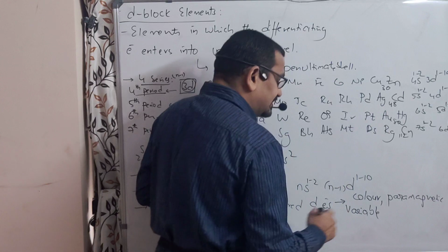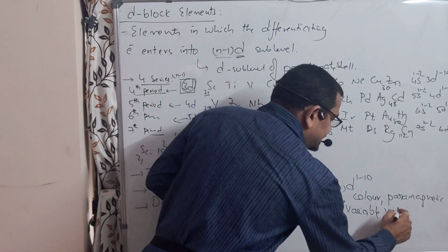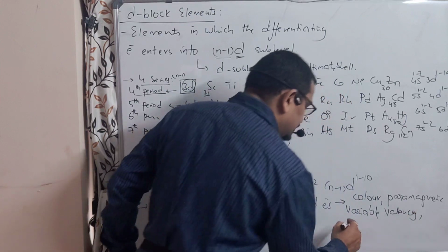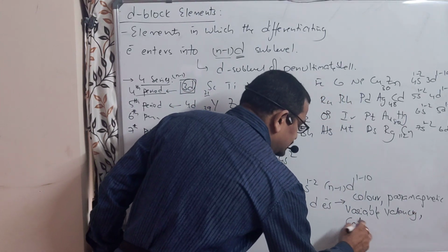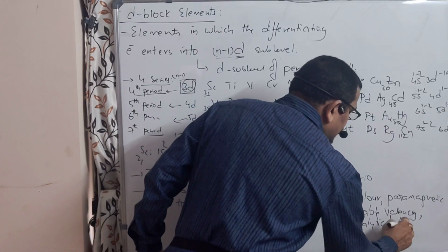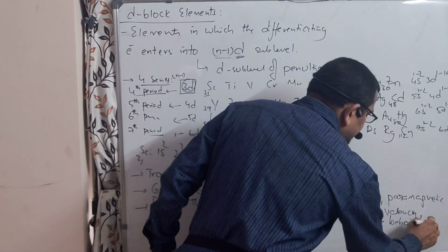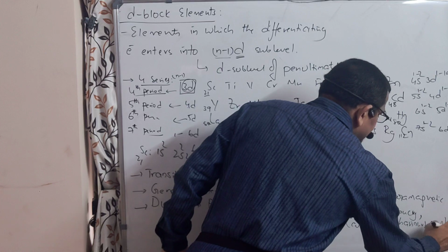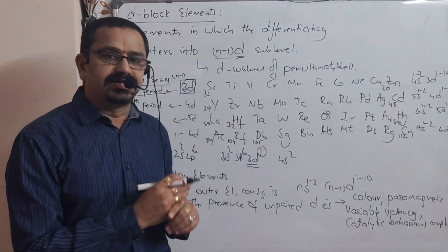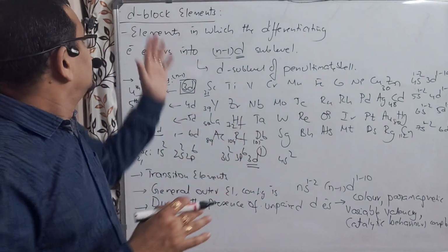Color, paramagnetic behavior, variable valency or variable oxidation state. Of course, meaning wise they are different. And catalytic behavior and complex salt formation, etc. Like this, they have a set of characteristic properties. This is about d block elements.